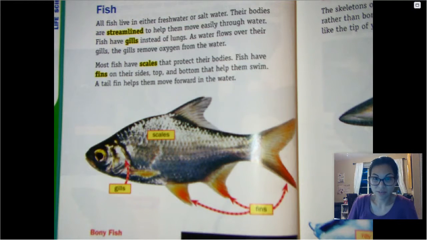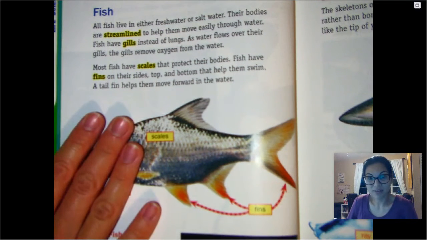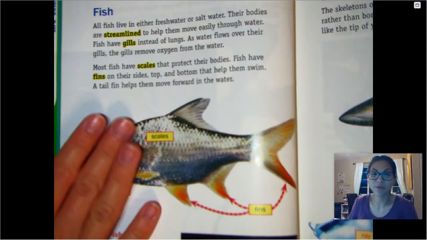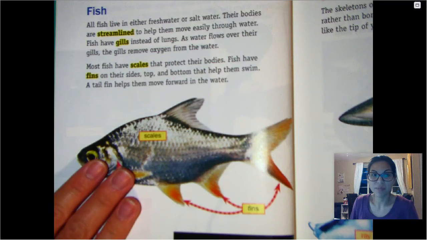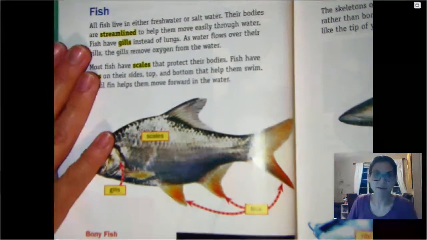So what I want you to do right now is to please follow along with me as I read through the textbook pages. You can follow along with me in the video on the screen. I'm also, just like last week, going to send a copy that you can pull up and read, following along with me at your own pace as well, okay? So first we're going to talk about fish.